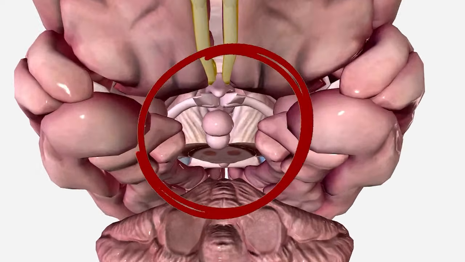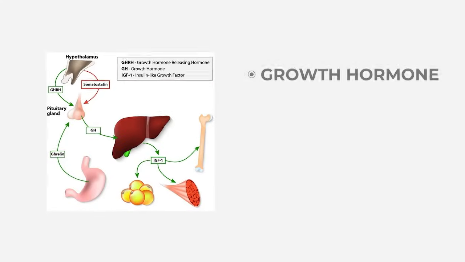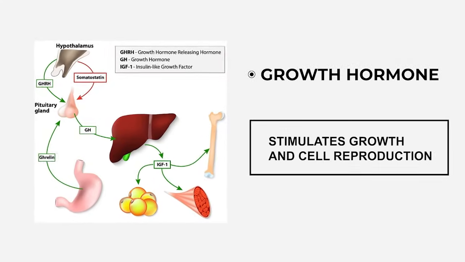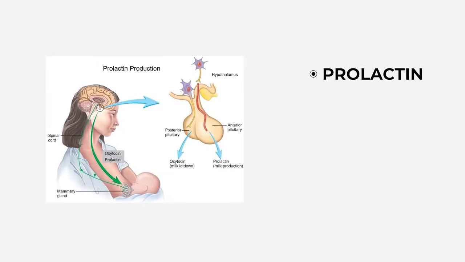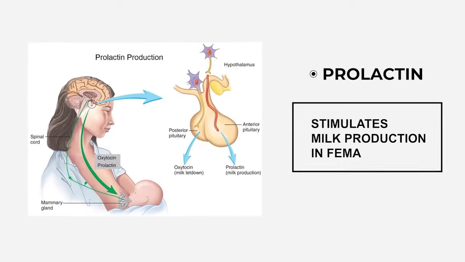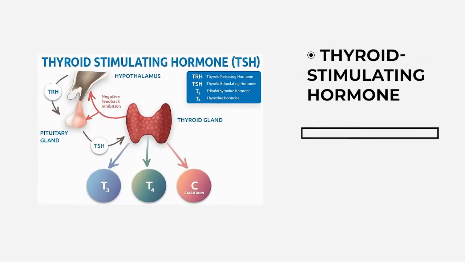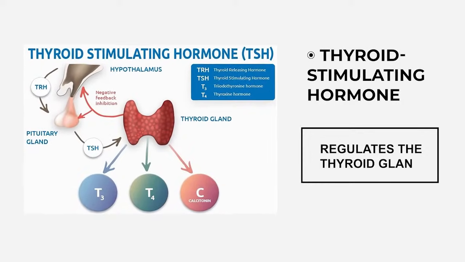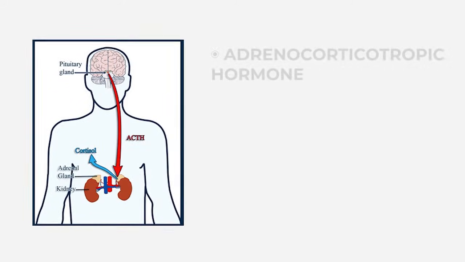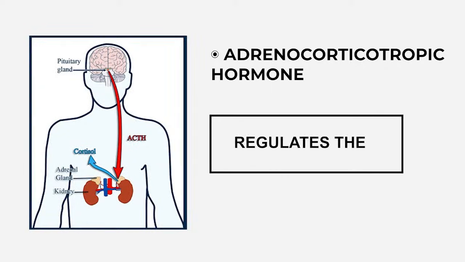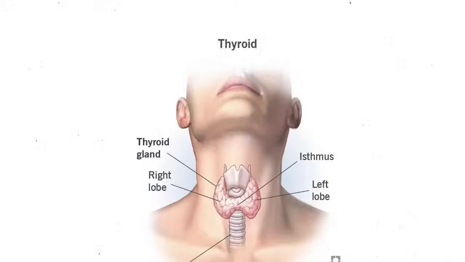It produces several hormones, including growth hormone, which stimulates growth and cell reproduction, prolactin, which stimulates milk production in females, thyroid-stimulating hormone, which regulates the thyroid gland, and adrenocorticotropic hormone, which regulates the adrenal glands.